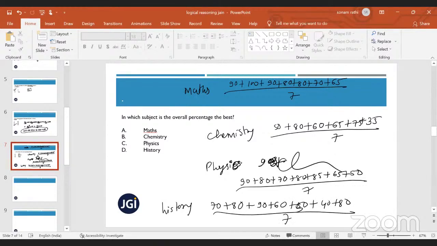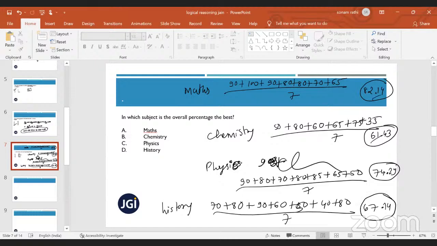Okay, so how much is maths coming out? Maths is coming out somewhere around 82.14. Chemistry is coming out as 61.43. Physics 74.29. And history 67.14. So which one is the best among these? 82, 61, 74 or 67? 82 is the best. So the answer is option A, maths. Yes, maths is the best one. Right. Okay, next question.